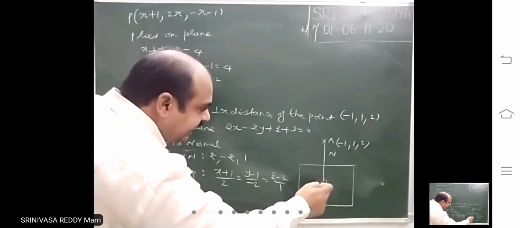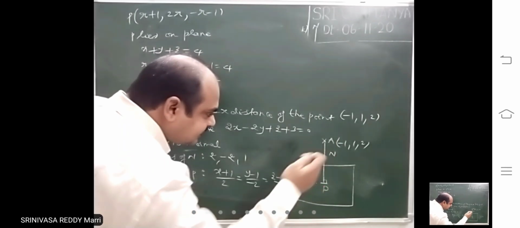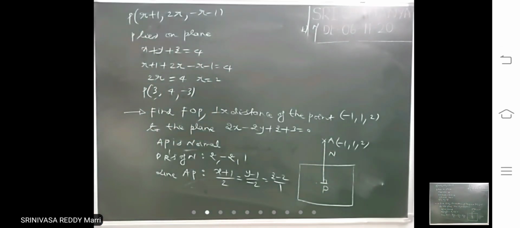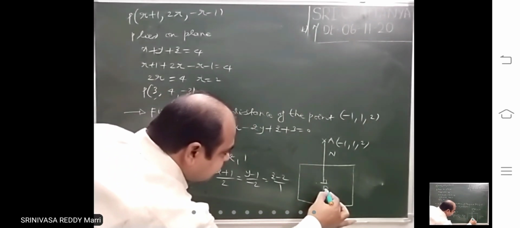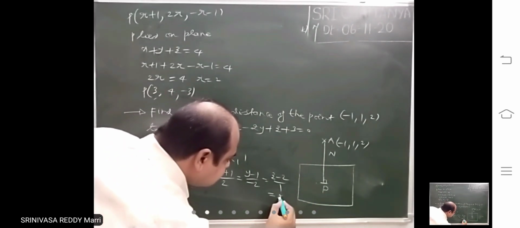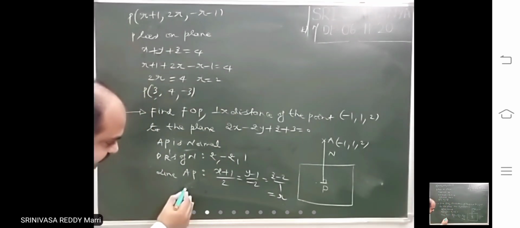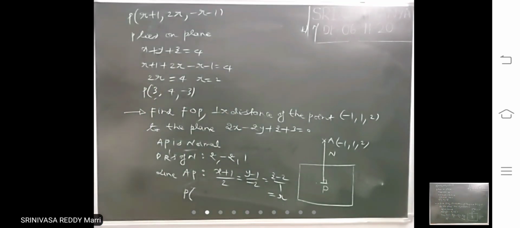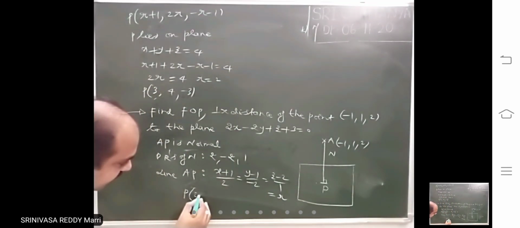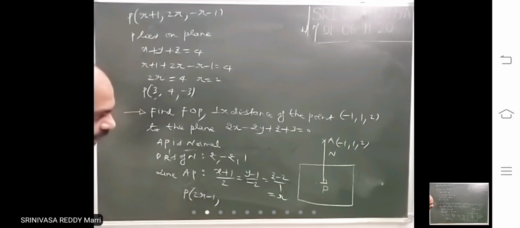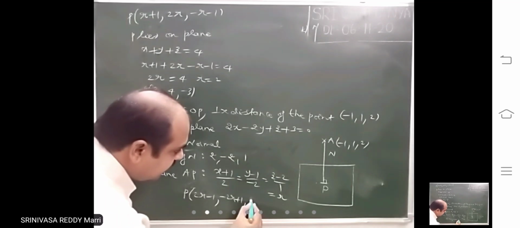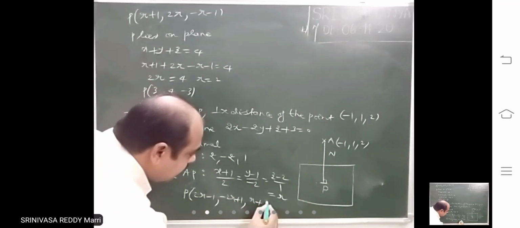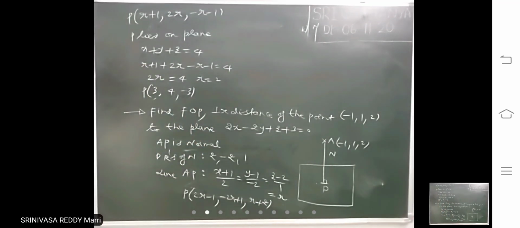So P I can find out, it is nothing but this line's intersection point with the plane. So that means P is the intersection point. Take the parameter as R. What is P then? P is nothing but (2R minus 1, minus 2R plus 1, R plus 2, R plus 2).